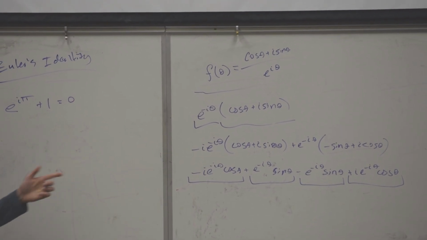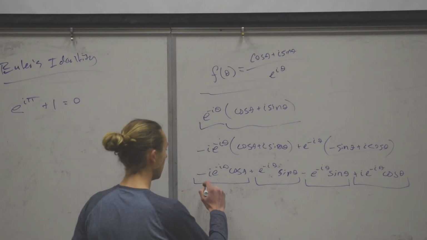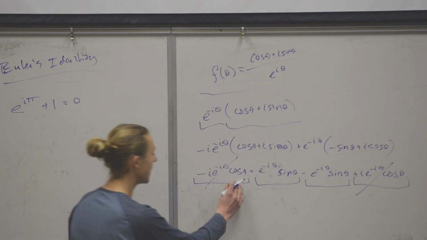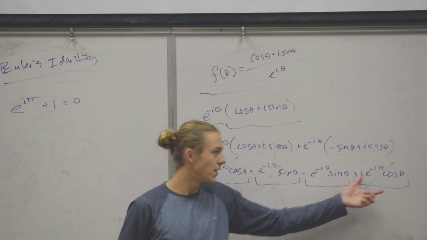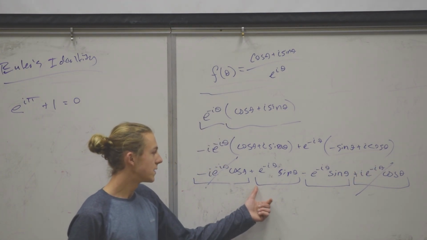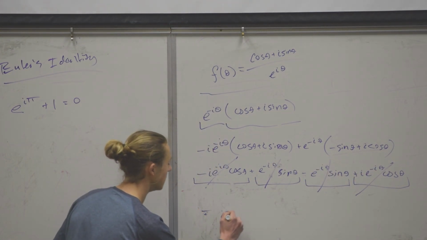And do you guys notice what happens here? Do you guys notice that this term cancels with this term? Because this is negative i e to the negative i theta times cosine theta. This is positive, same thing, right? Notice how these two terms also cancel? So that entire thing just becomes 0.